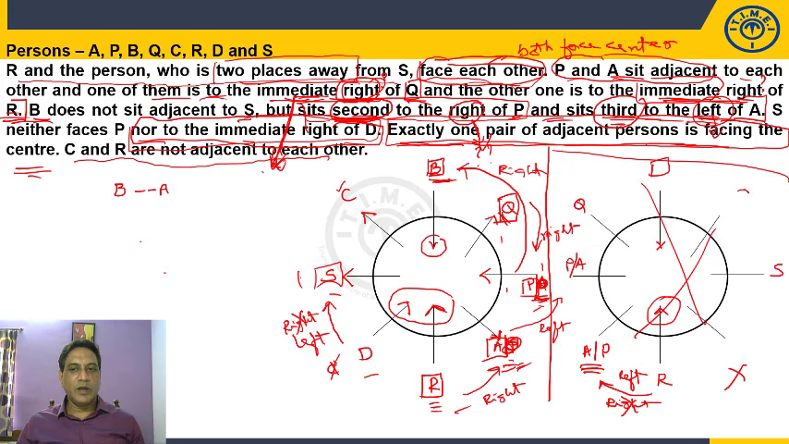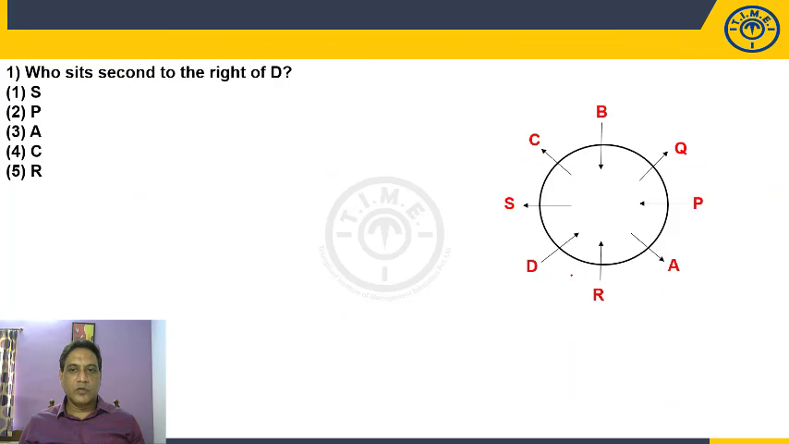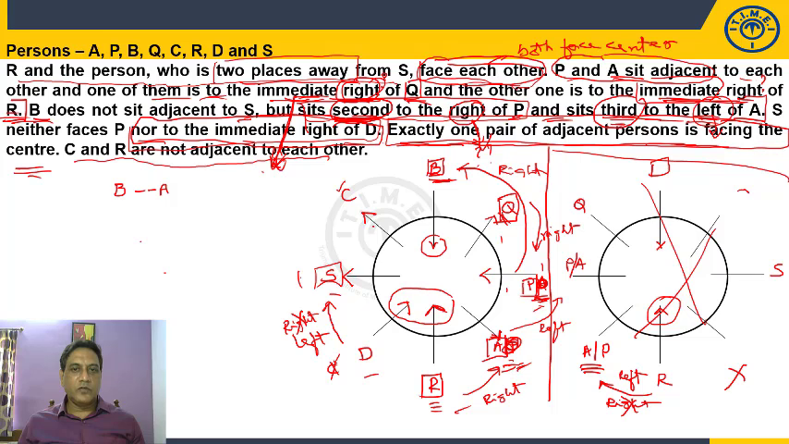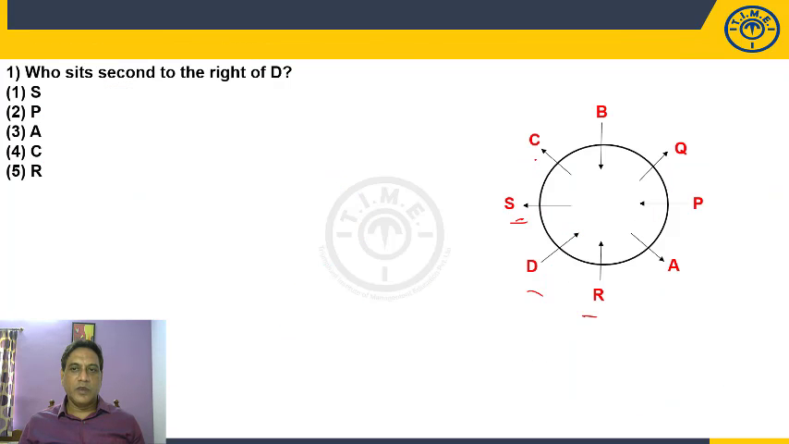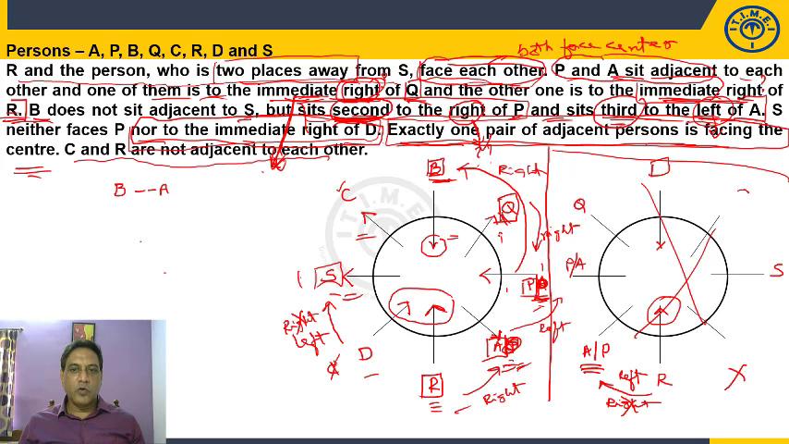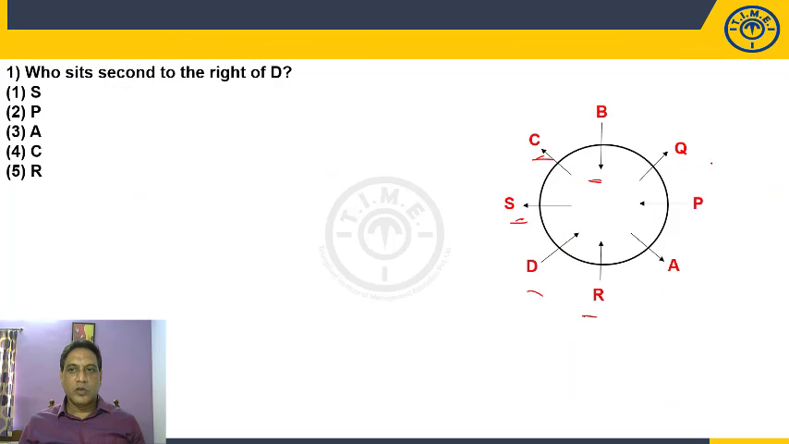The same arrangement here. R inward, D inward. S outward, C outward, B inward. Q outward, P inward, A outward. Okay.